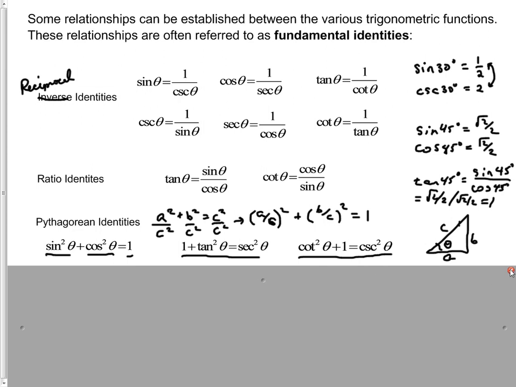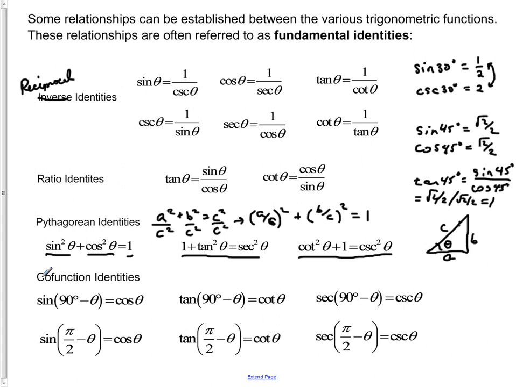All right, one last set of identities that we might want to know called the cofunction identities. Here's the way these ones work. We actually mentioned it before. We had said that when we take the sine of 30 degrees, we would get 1/2, and the cosine of 60 degrees would also give us 1/2. When we were looking at our special triangles, sine of 30 degrees and cosine of 60 degrees are the sine and cosine of complements.